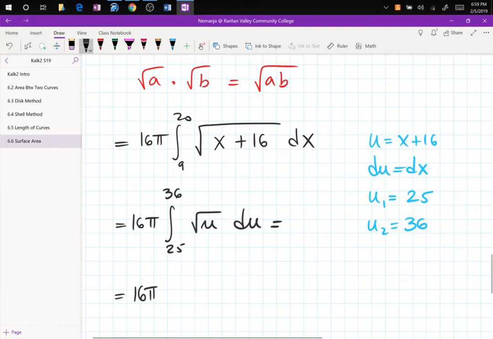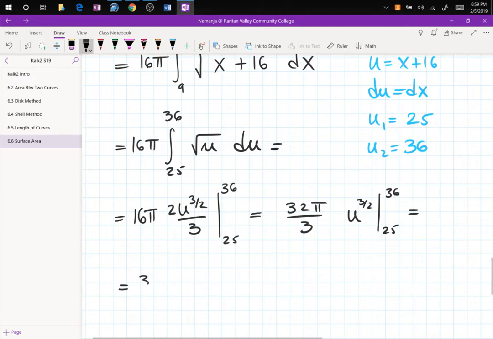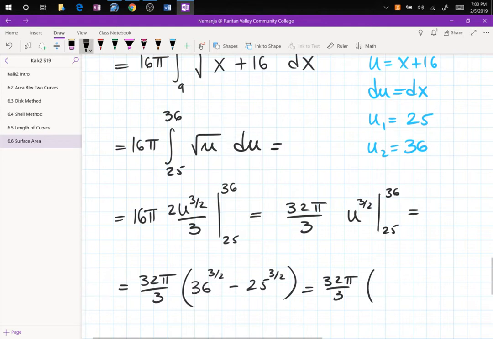So 16 pi u to the 3/2 divided by 3/2. I put the 2 immediately up to save on ink because, you know, 2 times 16, that's 32 pi over 3. And now we have our u to 3/2 computed from 25 to 36. I just wanted to simplify that real quick. 32 pi over 3 times 36 raised to the 3/2 minus 25 raised to the 3/2 in parentheses. Square root of 36 is 6. So we have 6 cubed minus 5 cubed.